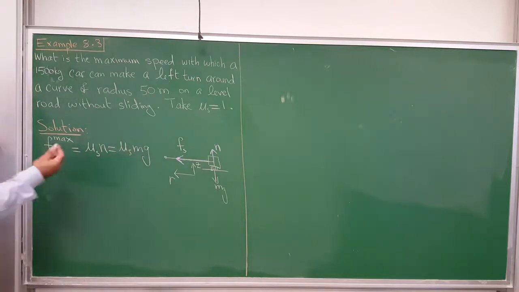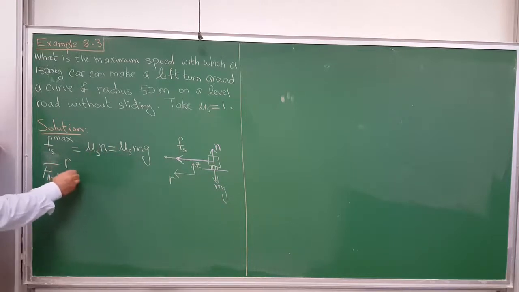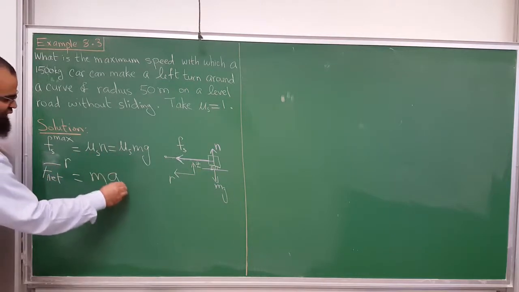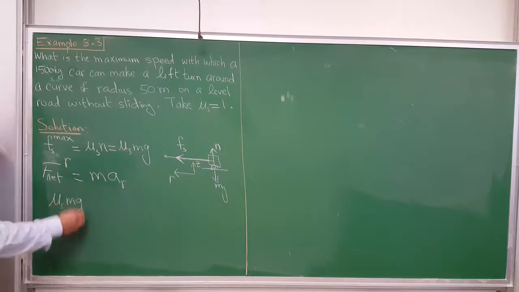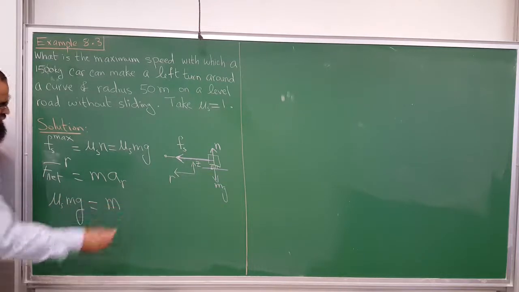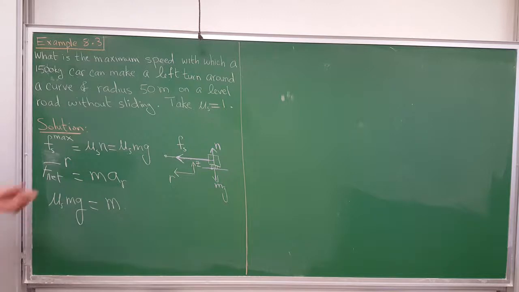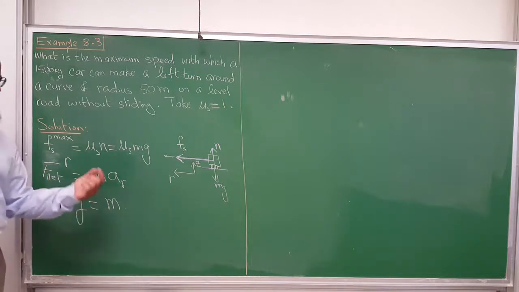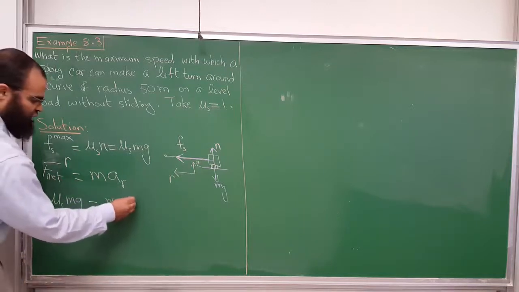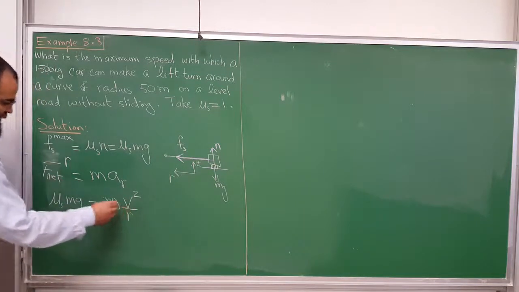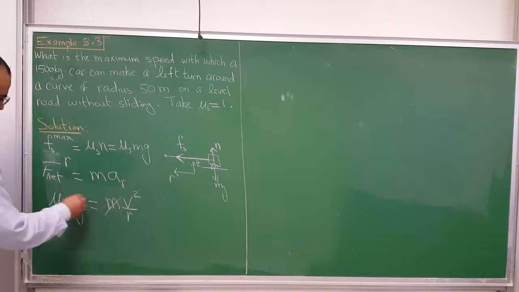So now the net force in this radial direction, r, will equal the mass times the acceleration in the radial direction. The net force, there is only the force of static friction, so it's mu s times mg equal to m times the acceleration in the radial direction. In uniform circular motion, the acceleration is v squared over r. And remember I said the mass would not matter, and it does not matter. It cancels anyways. So let's solve for v.